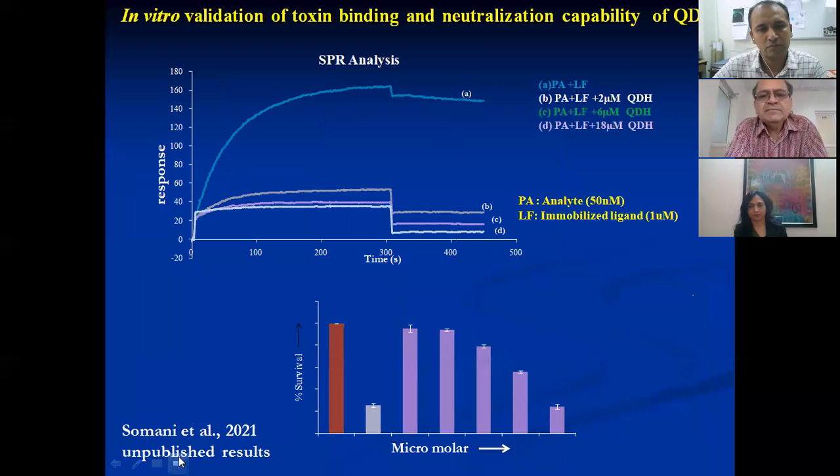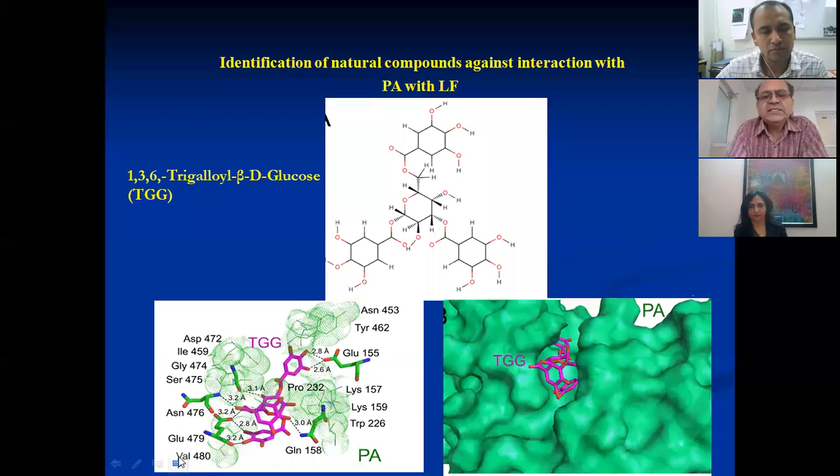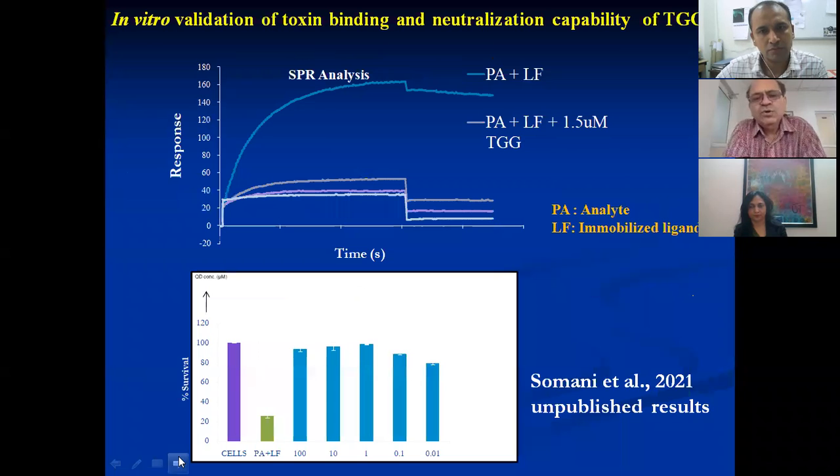May I have the next slide? So here, if you look, it was able to give about 80% protection against the killing. And this SPR analysis shows that it inhibits the binding. Next slide. Similarly, he suggested this molecule, he calls it TGG, which again goes and blocks the interaction between them. And the next slide will show you this was also able to give about 80% protection. So now the animal studies are in progress to see whether it can protect the animals or not.